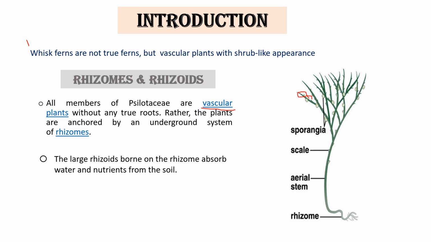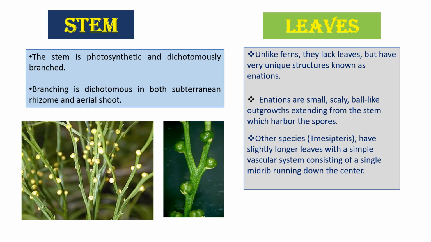Usually these aerial shoots have this kind of scaly leaf only on the distal end, not on the basal end. You can see the smooth stem on the basal end. The stem is usually photosynthetic and dichotomously branched. This stem acts as a photosynthetic organ instead of leaf.